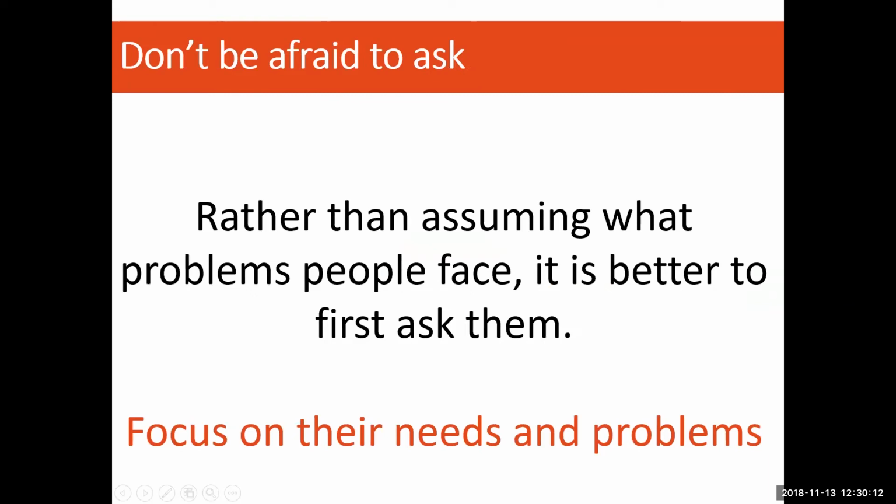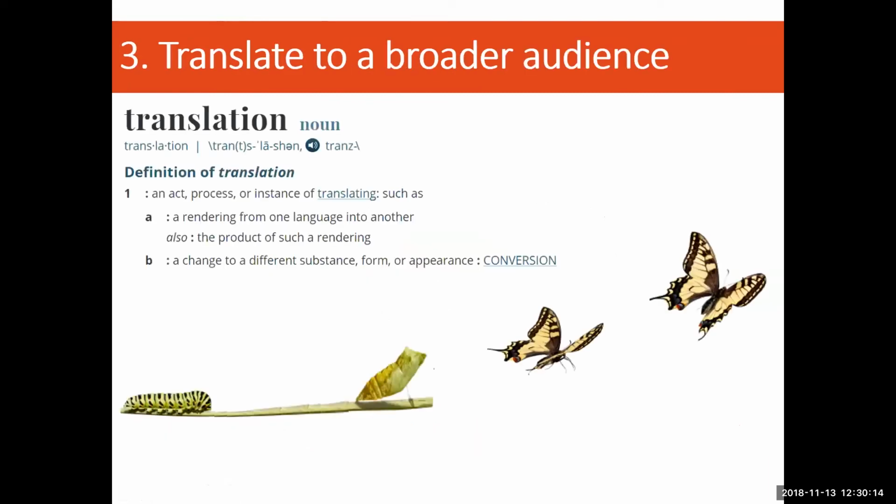Part of that challenge is translating what we know to that broader audience. By translation, I mean, as I grabbed a definition here, a rendering from one language into another, and also a change to a different substance, form, or appearance, or conversion. Really, we're talking about converting sociological speak, how many of us have been trained to communicate, and translating that to a different language. Using the W.E.B. Du Bois idea of code switching, right? This idea of flipping between one language and another.